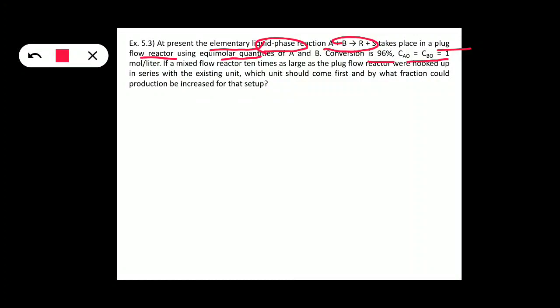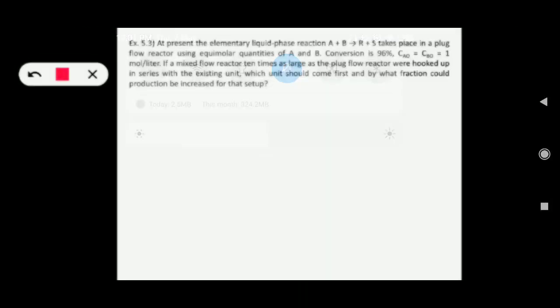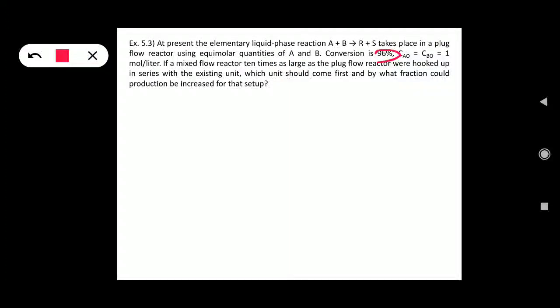Now if a mixed flow reactor 10 times as large as the plug flow reactor is hooked up in series with the existing unit, which unit should come first, and by what fraction will production be increased for that setup? So here we have a problem where we already have a plug flow reactor giving 96% conversion. Now I want to add one more mixed flow reactor in series with the plug flow reactor. The question is whether the plug flow reactor should be followed by the mixed flow reactor, or the mixed flow reactor should be followed by the plug flow reactor. So this problem we are going to solve.